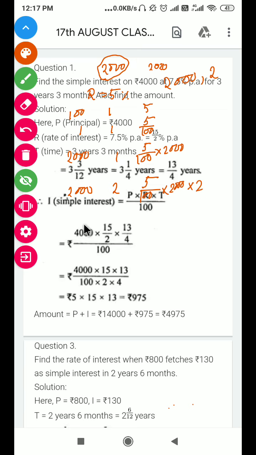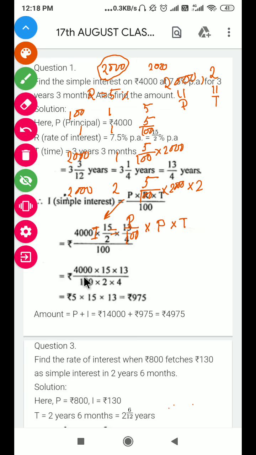This sum of money is called interest. Clear? So what is 5 here? 5 is the rate of interest, which is written as R. So write here R. 100 is fixed. And what is 2000? 2000 is the sum of money, which is denoted by P. So write here P. And what is 2? 2 is the time, which is denoted by T.